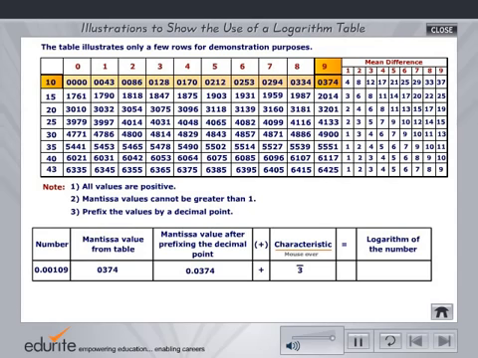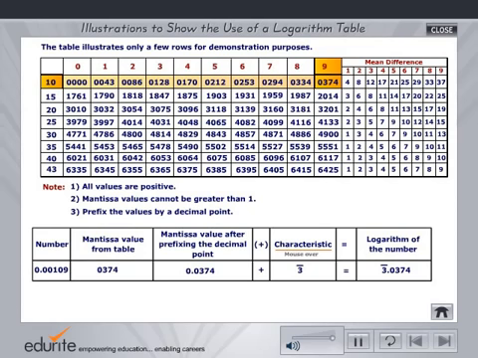Wondering how the characteristic became 3 bar in this case? Well, adding the number of zeros after the decimal point and including the decimal point itself, we get 3 bar. Therefore, logarithm of 0.00109 is equal to 3 bar point 0374.